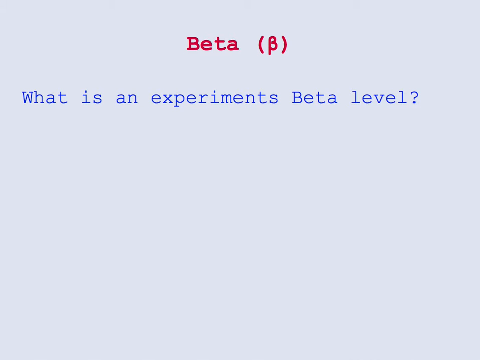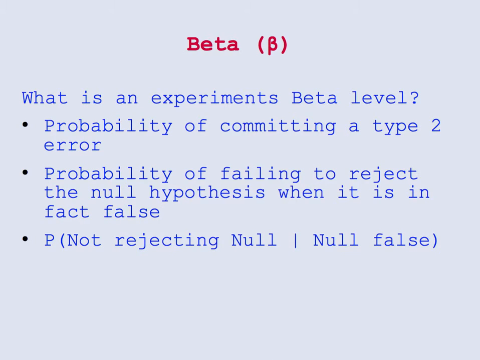And we will also often see it written as the experiment's beta level. Now, beta is the probability of committing a type 2 error, or the probability of failing to reject the null hypothesis when it is in fact false. Again, written in probability notation, it is the probability of not rejecting the null, given that the null is actually false.